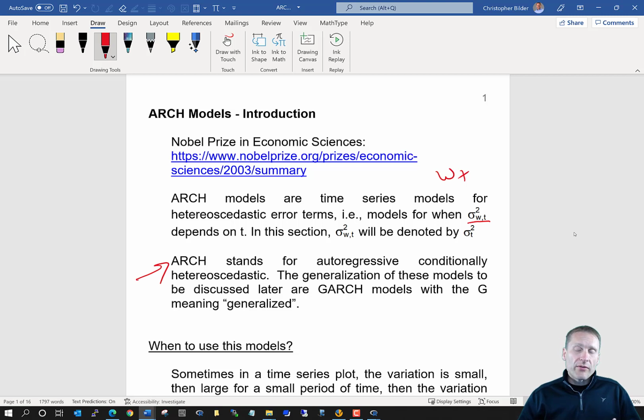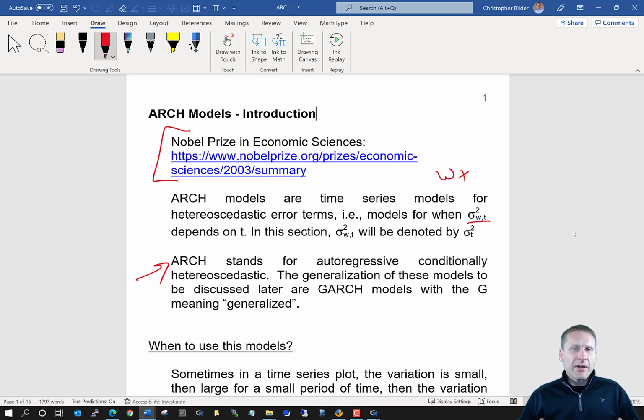We will also eventually, not in this set of notes, but another set of notes, look at its generalization, which are called GARCH models, where the G stands for generalized. And lastly here, let me just mention that the person who developed these ARCH models won the Nobel Prize in Economics for this work back in 2003.